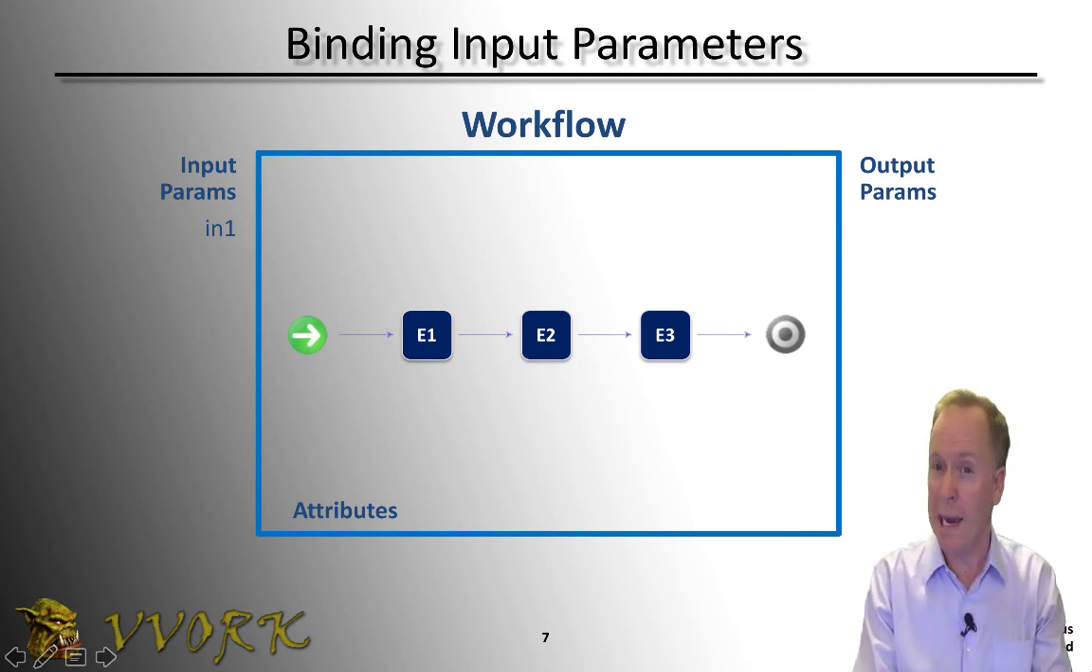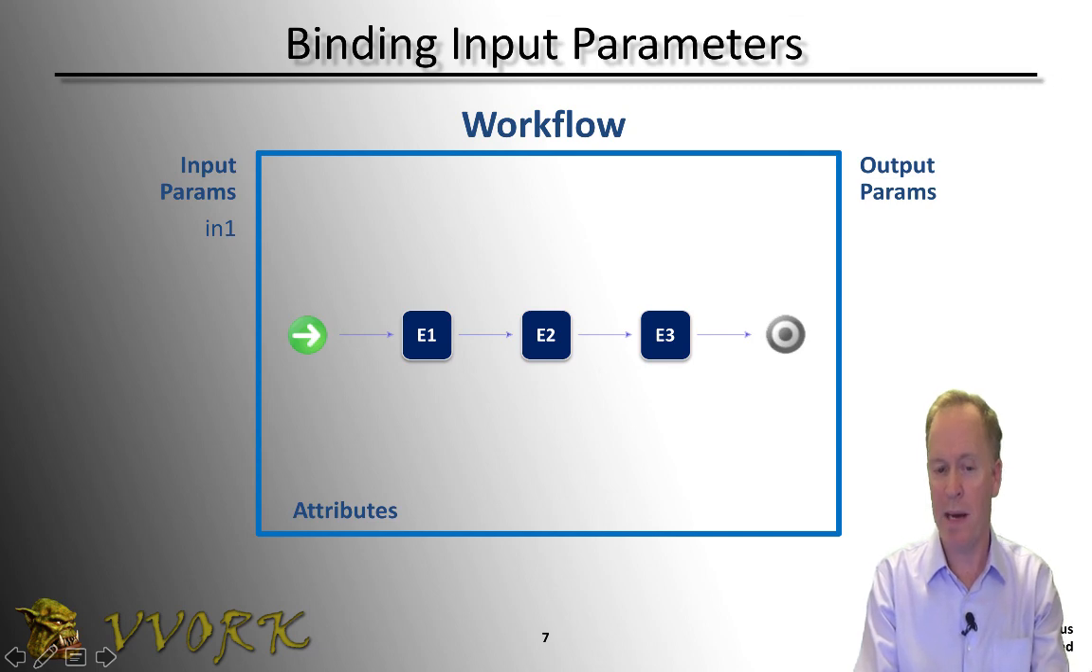Now, after creating, this is very, very important to understand. After creating this input parameter in our workflow, the input parameter called in1, at this point, not a single schema element can see that input parameter. None of them can access it. They can't see what's in that variable. They can't change the value of the input parameter in1. The schema elements have no way of accessing that variable. So that's where parameter binding comes into play.